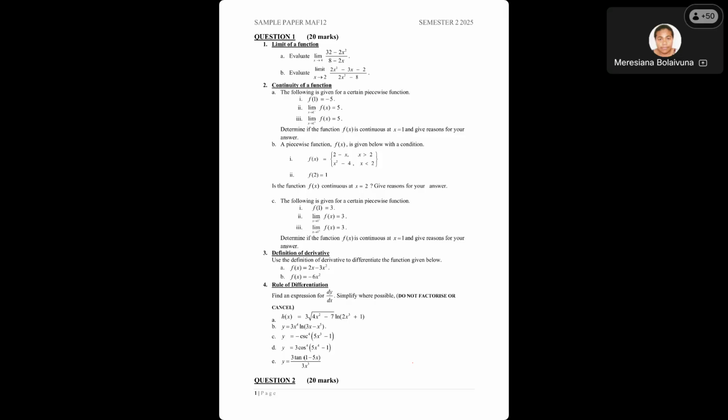So we'll have a look at 3a. So question number 3a, we have a function, f of x is equal to 2x minus 3x squared.